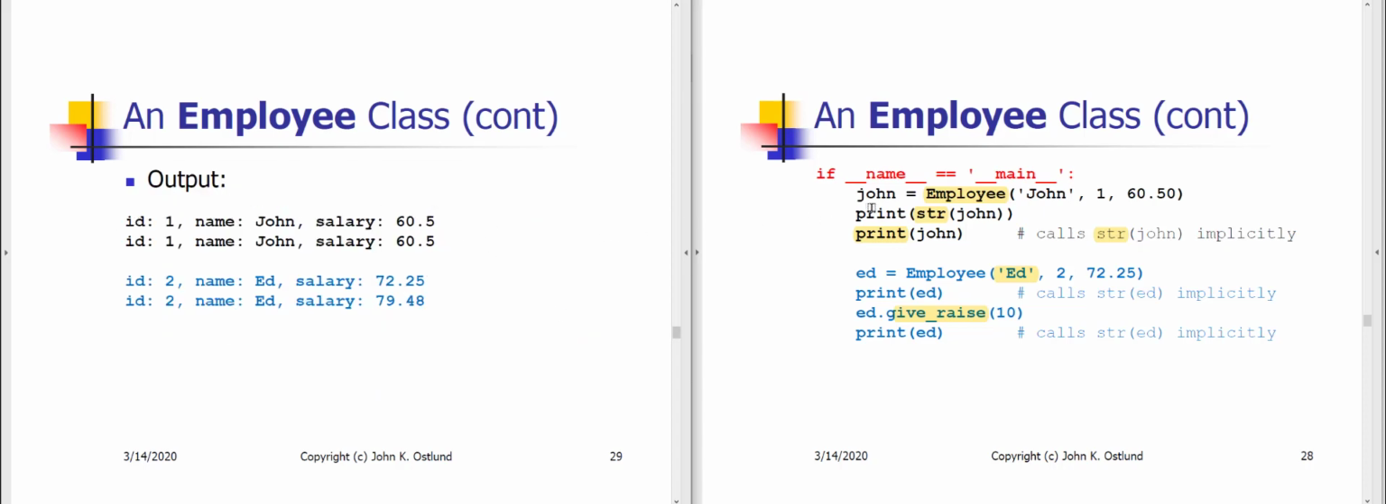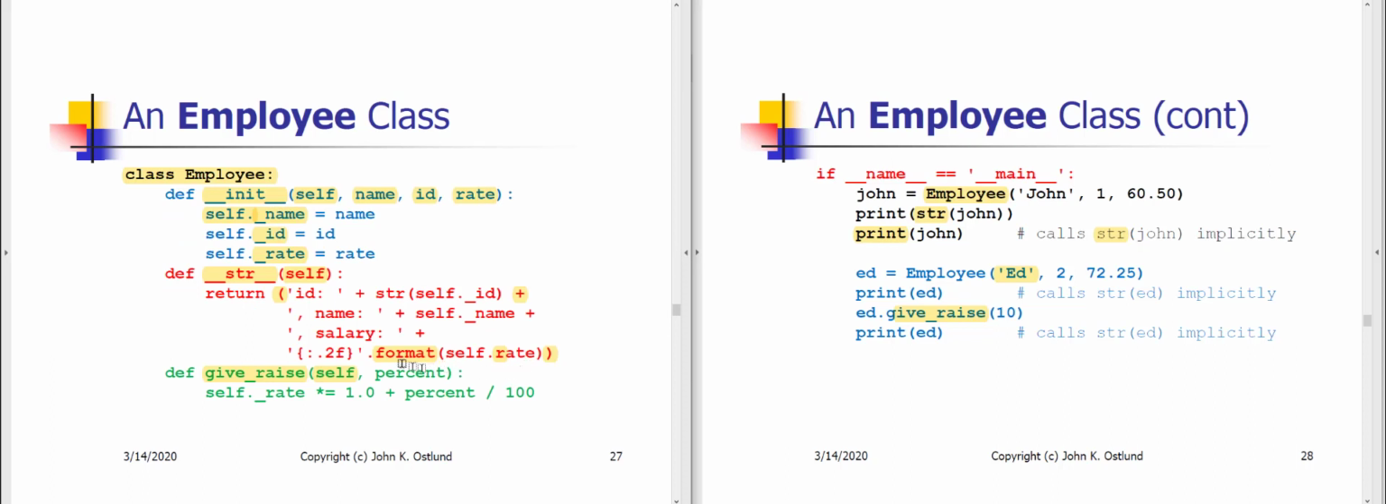Okay, so we are creating this employee John and then printing John twice. In each of those print function calls, we get the same output. ID colon space 1, comma space name colon space John, comma space salary colon space, and then 60.5. Now, this, I think, is also a typo. This should be 60.50 because we have explicitly said that we want 2 digits after the decimal point. So I think I have a typo on my slide there.